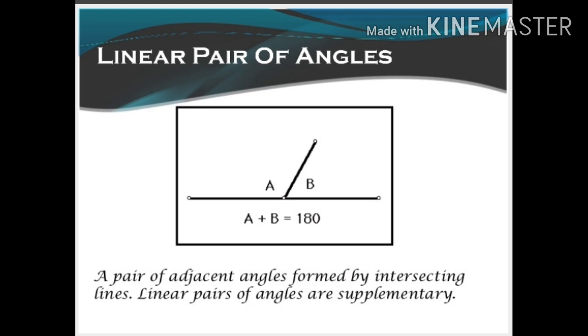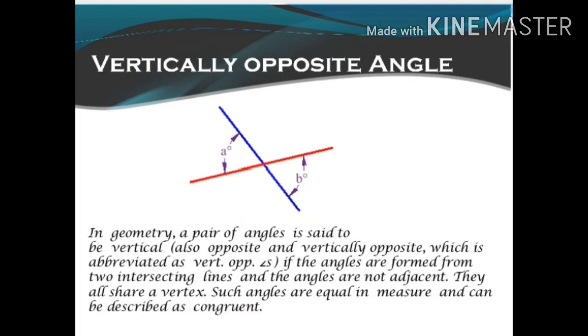Now next is linear pair of angles. Here linear means in a line. A linear pair is a pair of adjacent angles formed by intersecting lines, and it has the property that a linear pair of angles is supplementary. Like here you can see A and B part of the angle. A plus B makes the angle 180 degrees. So definitely it will be linear.